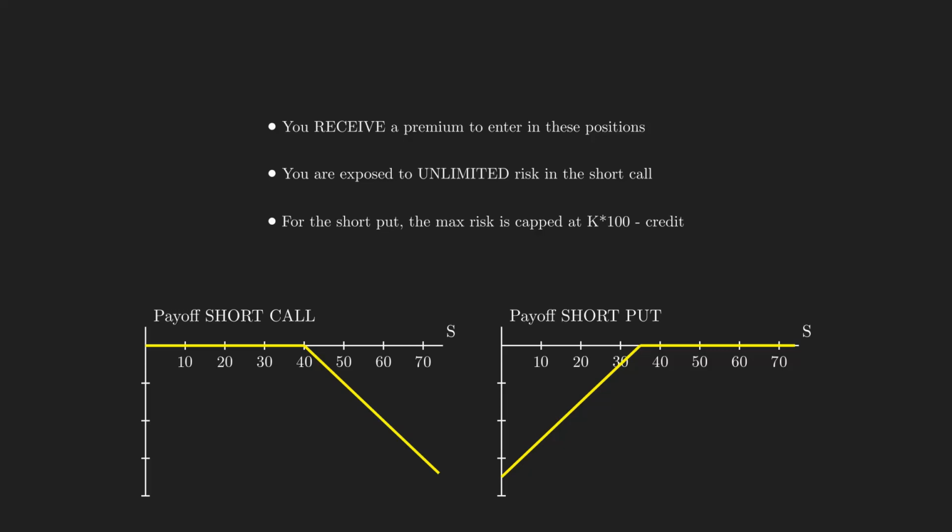Here we have a cap on risk, as a stock cannot have a negative price, and we multiply the strike by 100 because an option usually controls 100 shares. But don't think that the short put is safer than the short call because it has a loss that has a limit that is capped. If a stock reaches 0 and you have a short put, you're down an enormous amount of money.